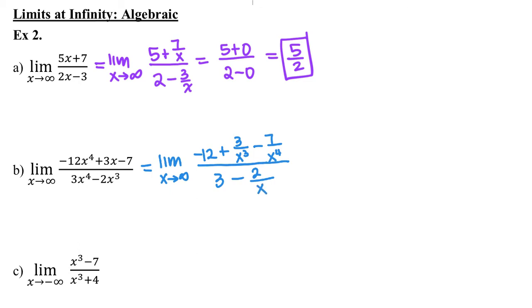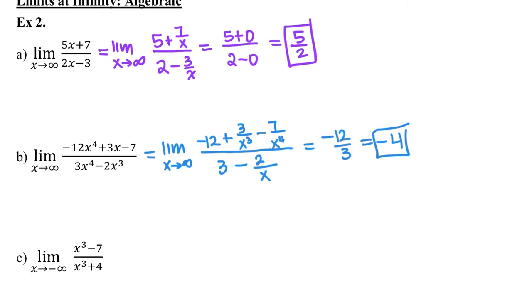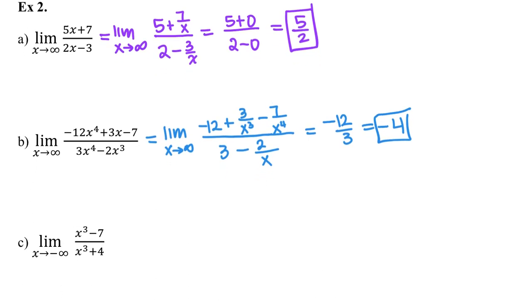Okay, now if I plug in infinity, this thing turns into 0, this thing turns into 0, and this thing turns into 0. So this is going to simplify down to negative 12 divided by 3, which gives me negative 4. And again, this is describing any horizontal asymptote that would occur in this graph would be at y equals negative 4. Okay, let's do one more that's similar to this.